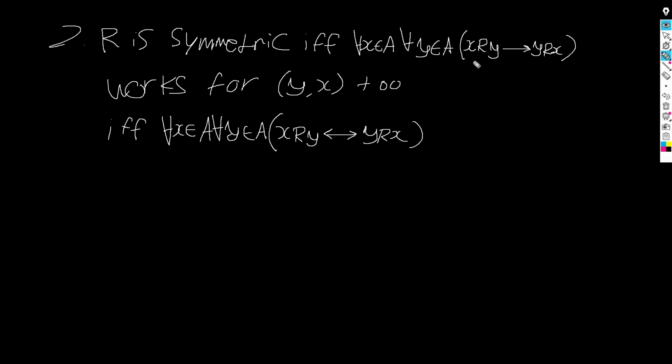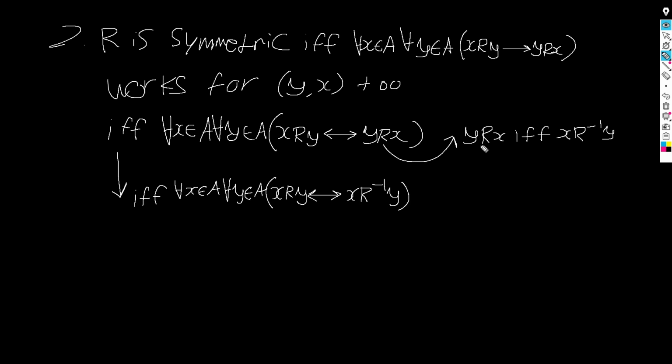So what we get is that this is true if and only if, for all x and y in A, x is R related to y if and only if y is R related to x. And since y is R related to x if and only if x is R inverse related to y, then we get that this is true if and only if, for all x and y in A, x is R related to y if and only if x is R inverse related to y. And this right here is the definition of two sets being equal, or in this case, R and R inverse being equal. So, through a chain of if and only ifs, we've shown that R is equal to R inverse if and only if R is symmetric.